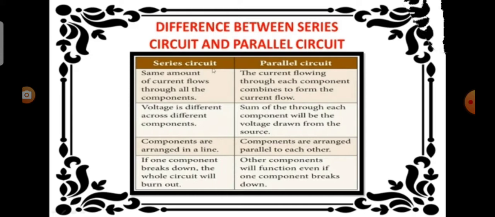In a series circuit, components are arranged in a line, but in a parallel circuit, components are arranged parallel to each other. In a series circuit, if one component breaks down, the whole circuit will burn out. But in a parallel circuit, other components will function even if one component breaks down.